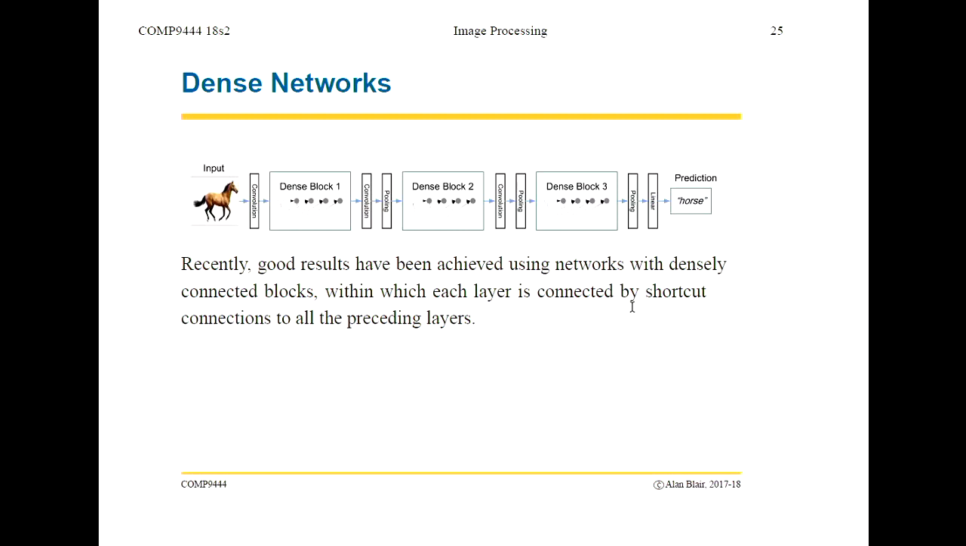Sorry, just to get back to your question. In the last year or two, people have been exploring networks which combine dense blocks and skip connections. But I don't know if there's a consensus about the best way to do it or the best kind of combination.